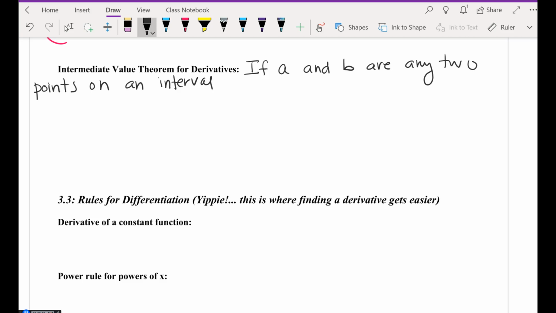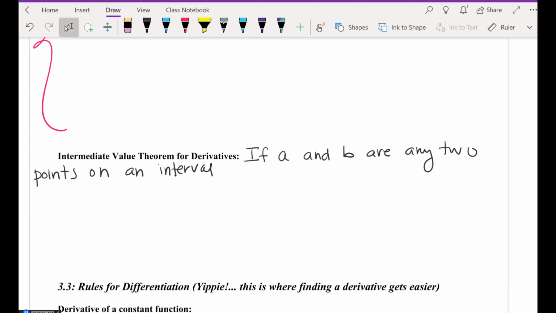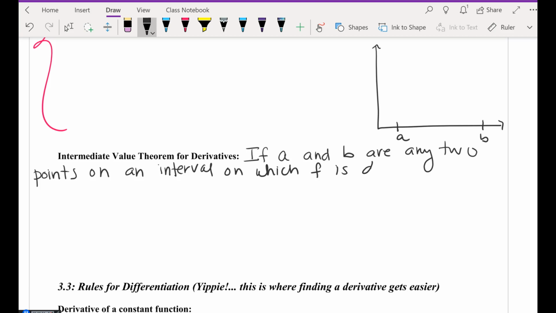Okay, so let's draw. Do you guys have space right above it for a picture? Yeah. Okay, so let's draw it here. We'll draw it as we go. So let's call it A, let's call it B. There you go. Any two points on an interval on which f is differentiable.